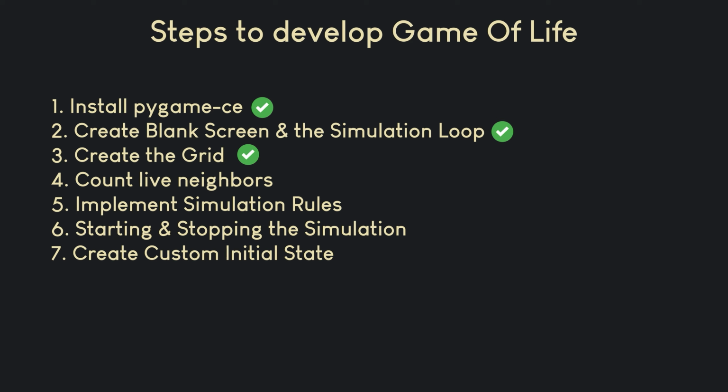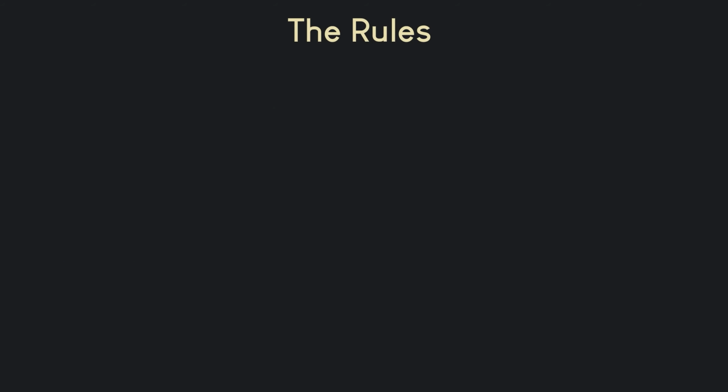Now we can start implementing the rules of our simulation. These rules are what breathe life into our simulation, transforming a static grid into a dynamic ecosystem. Game of Life is governed by 4 simple rules applied to each cell in the grid based on the state of its 8 neighboring cells. Here's a quick recap of the rules.